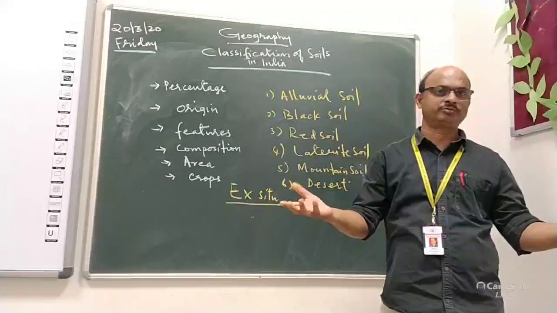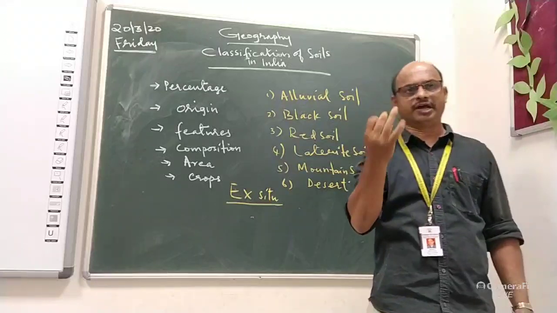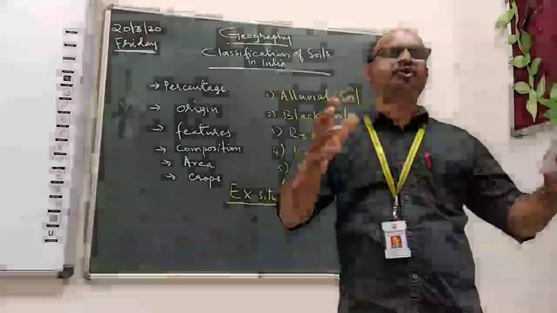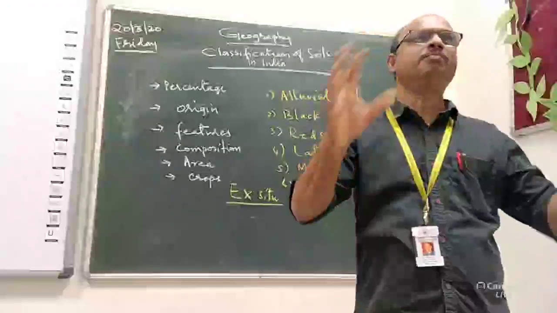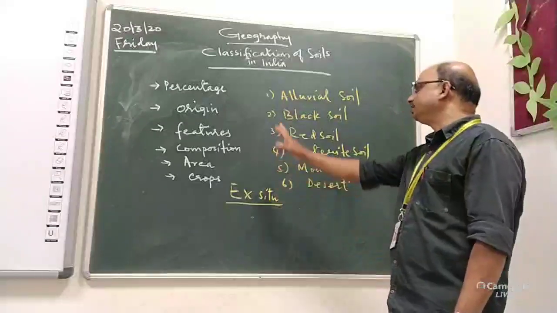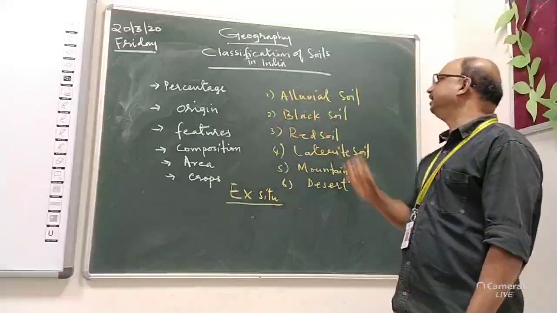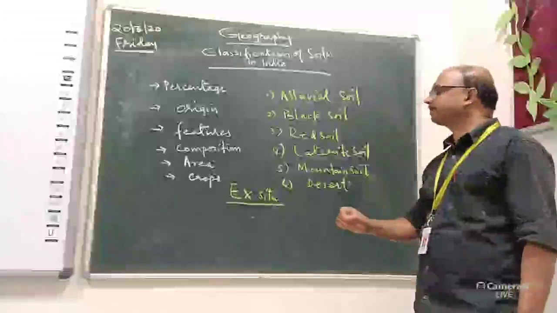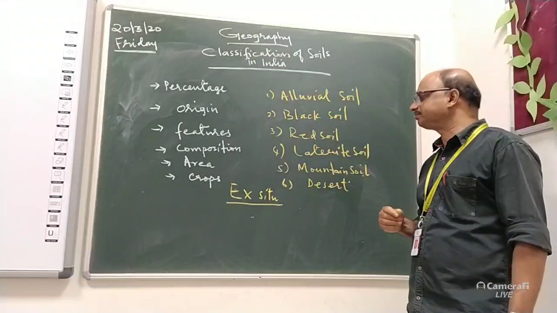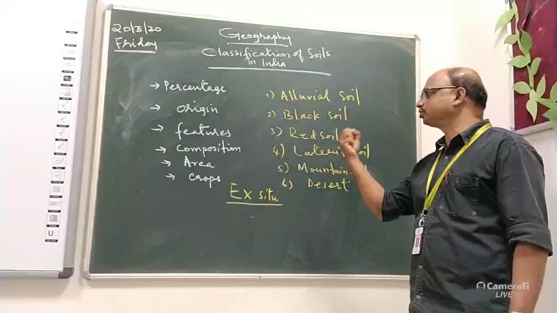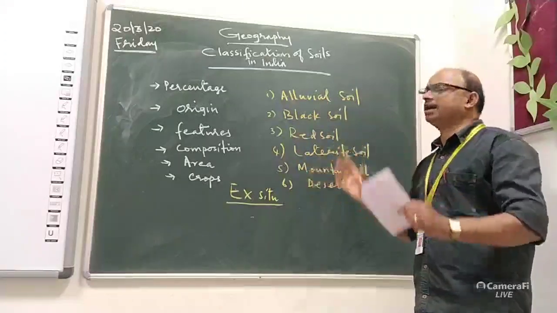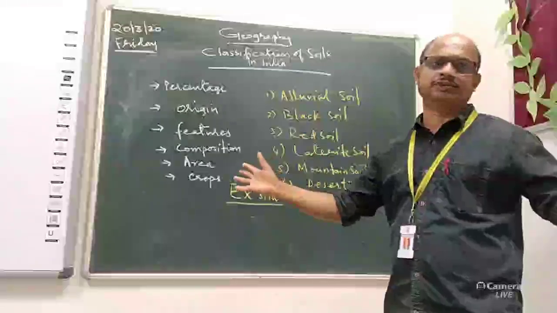Then what are the crops? Wheat, rice, oil seeds, sugarcane, cotton, and almost all important crops are cultivated in this soil. Now I think it's clear. For alluvial soil, we understood the percentage, how it originated, what the important features are, what its composition is, particularly the mineral composition, which are the areas, and what the important crops are.